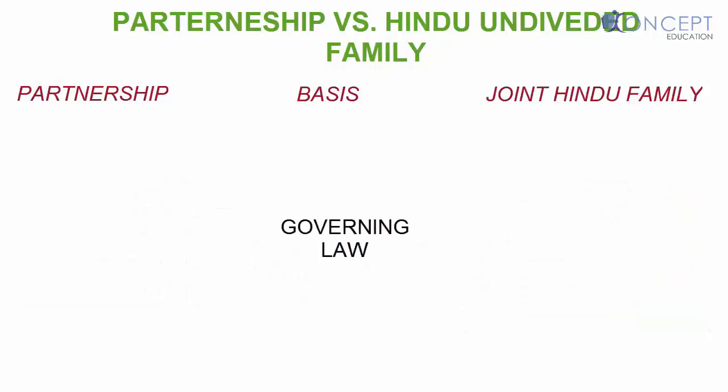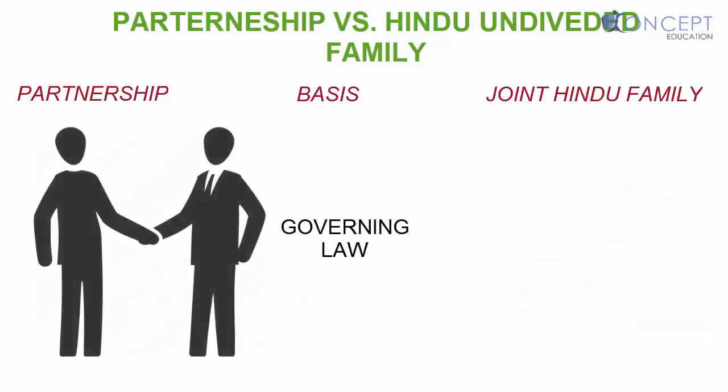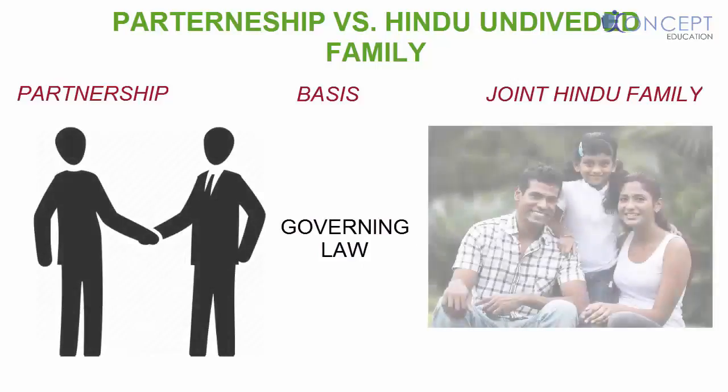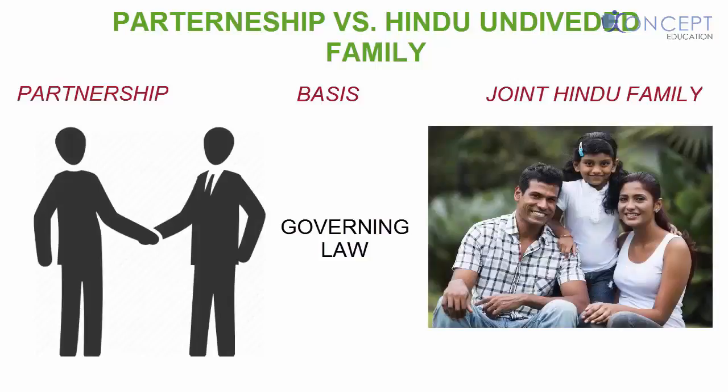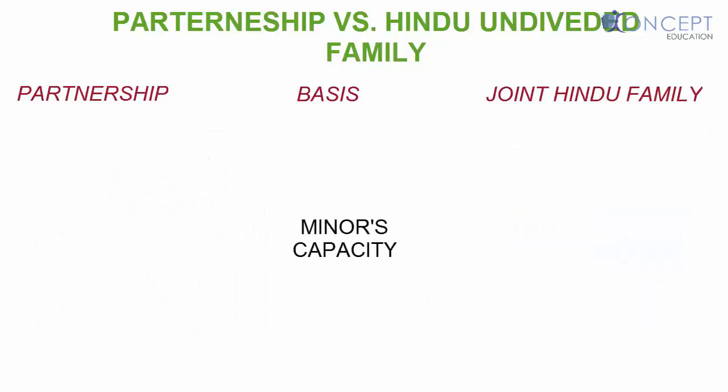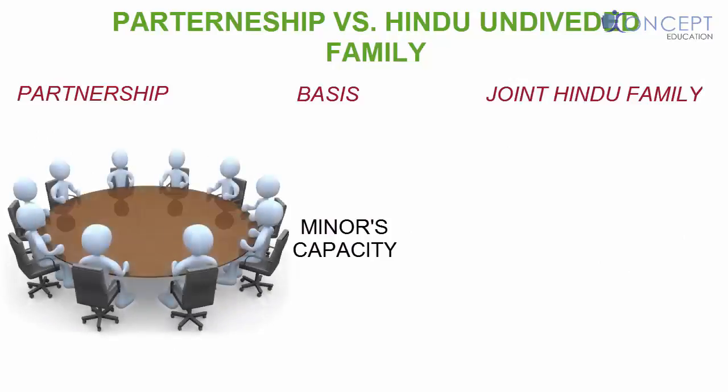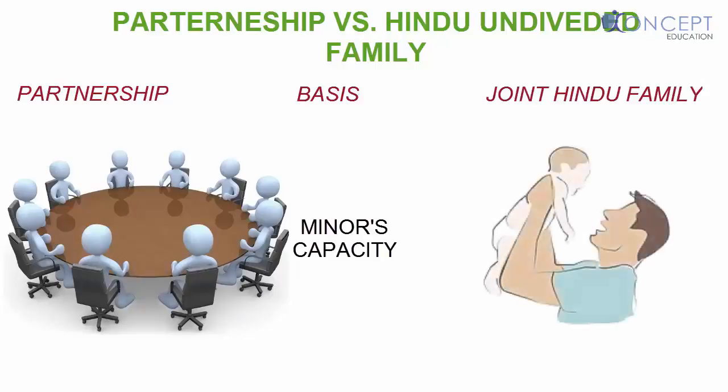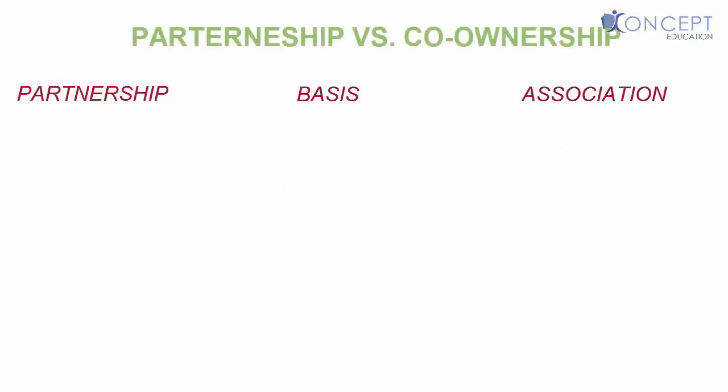Governing law. A partnership is governed by the Partnership Act, and a Hindu undivided family is governed by the Hindu law. In partnership, a minor cannot become a partner, though he can be admitted to the benefits of the partnership only with the consent of all the other partners. A minor is a member of a Hindu undivided family, as every child born in the family is automatically a member of the Hindu undivided family. Now let's look at partnership versus co-ownership.